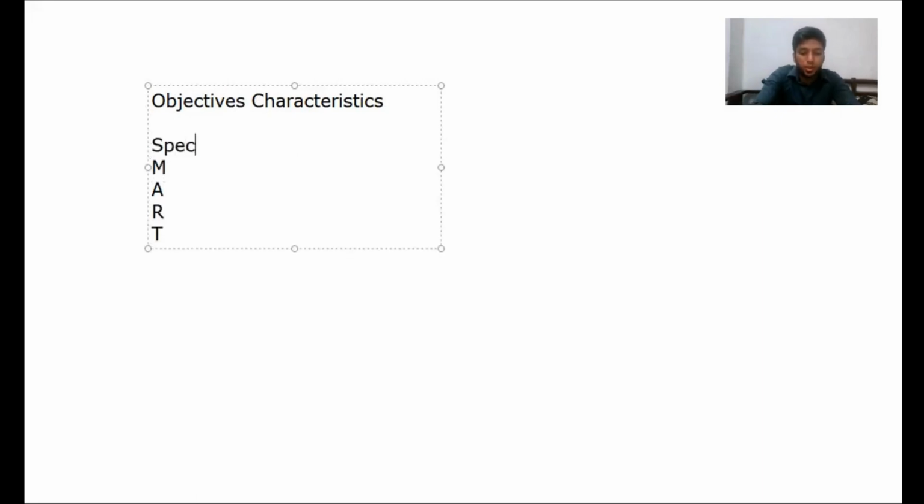SMART means specific, measurable, accurate, reliable, or I can say relevant, time bounded, or I can say time period.